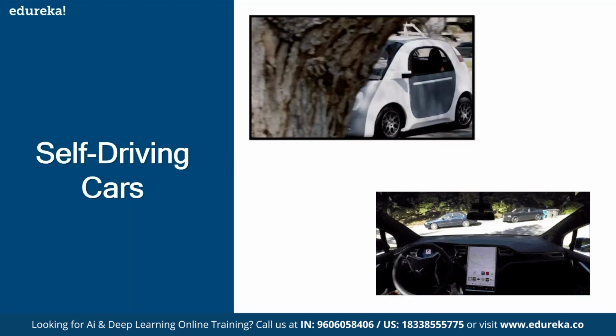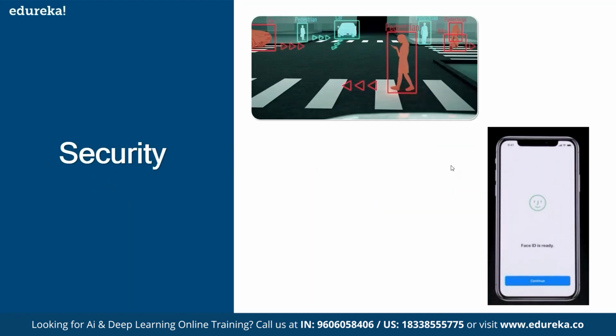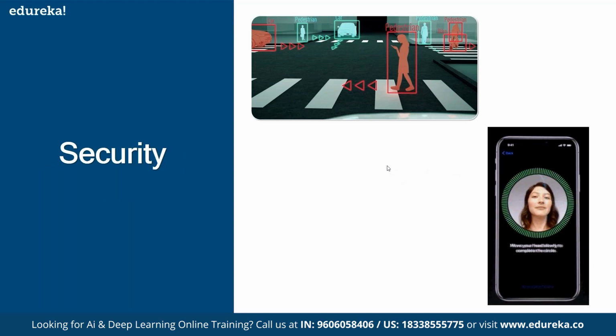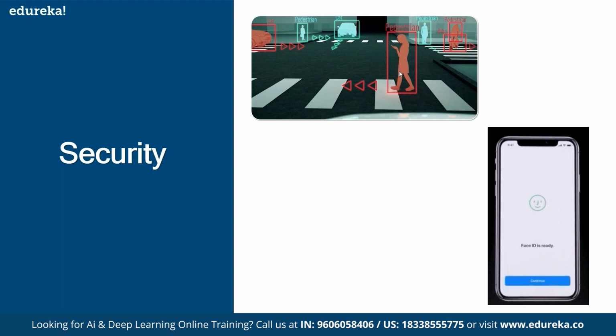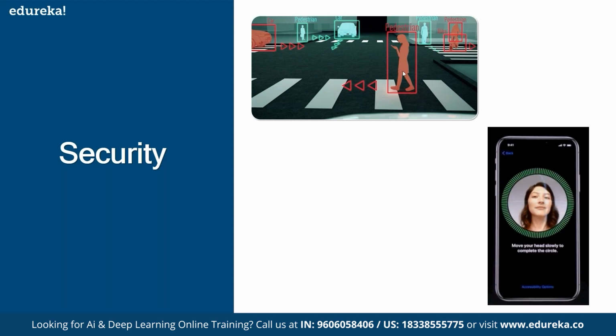Another example is security. We can use this computer vision application to identify whether a person is following the security protocol or not, or whether this person is a valid person or not. So all these things are applications of computer vision and object detection, guys.